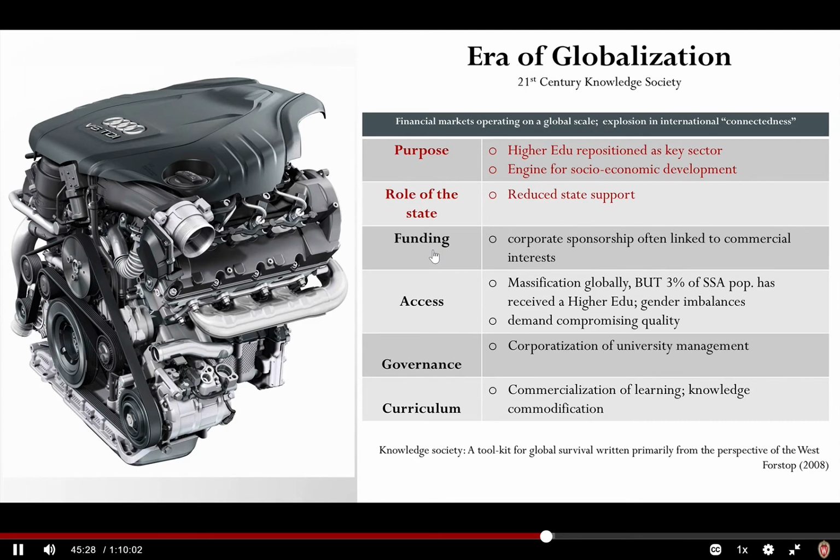So this is related obviously to the independence era, where higher education was configured as very important to developing universities within nation states. And during the era of globalization, this argument is also coming from outside the continent, saying higher education is key for economic development. But at the same time, there's very reduced state support, because the state has been taken out of being at the center of funding higher education.